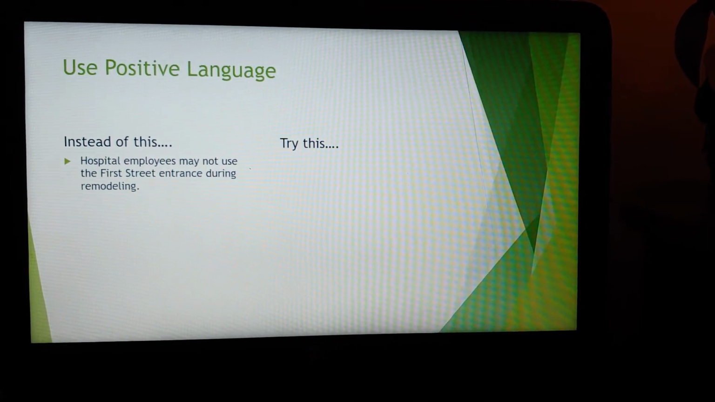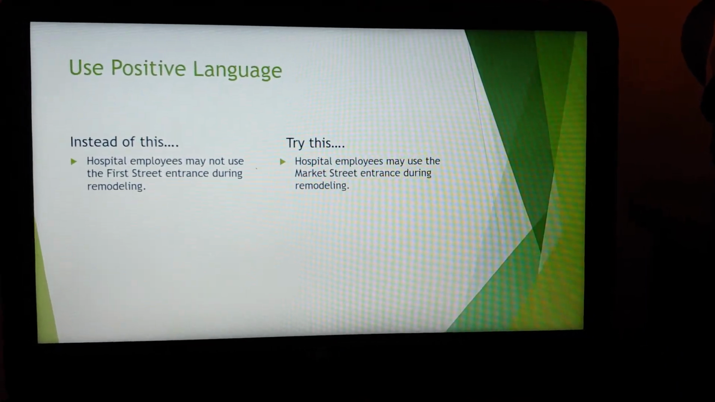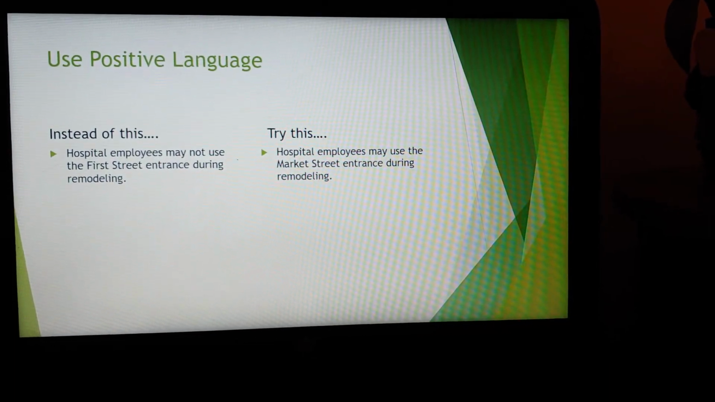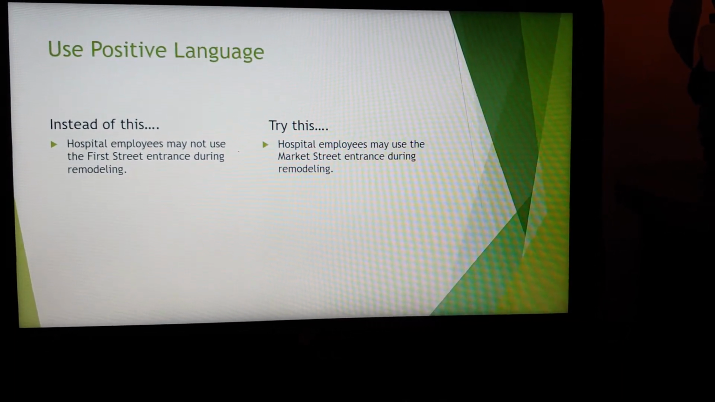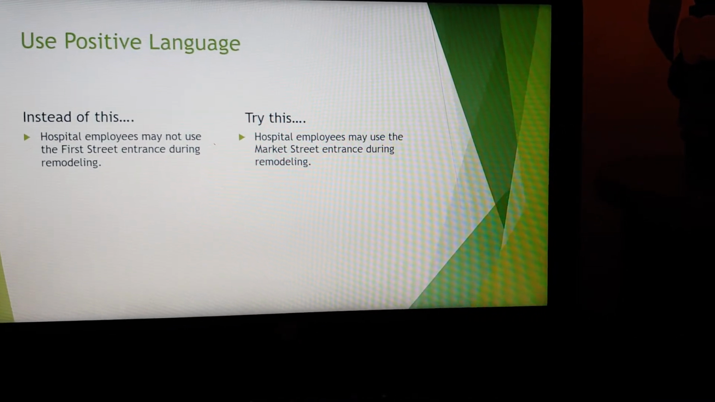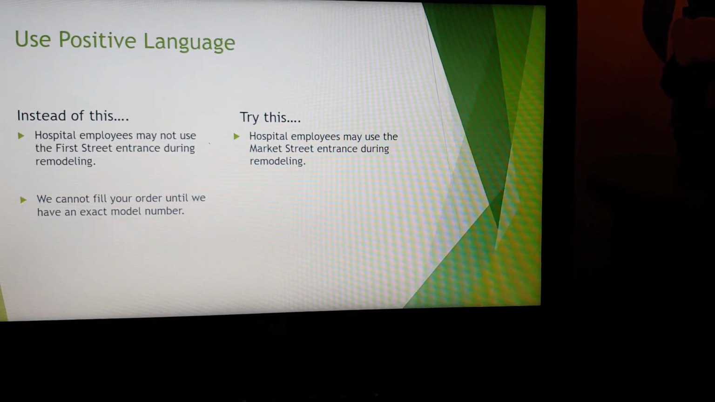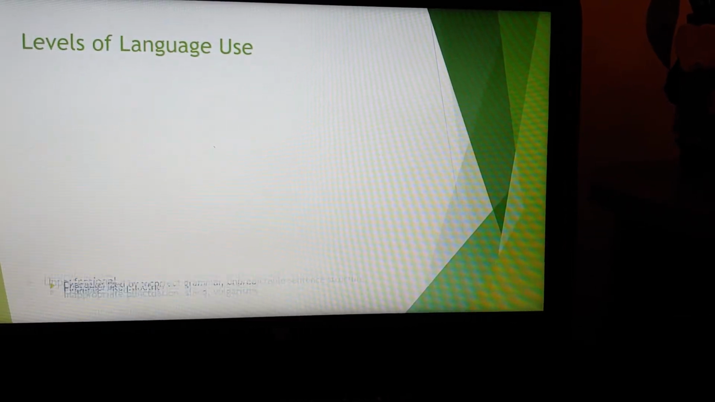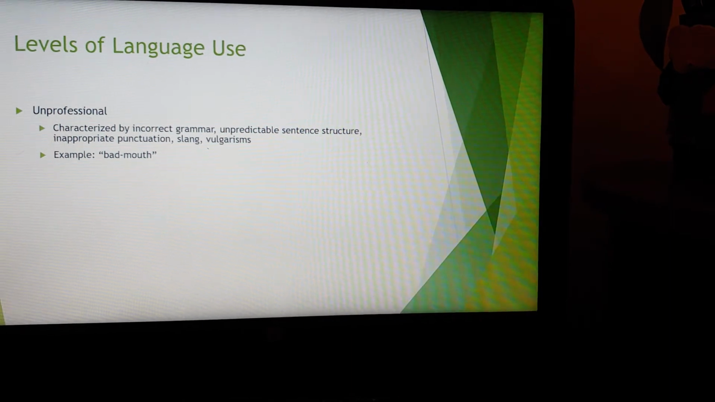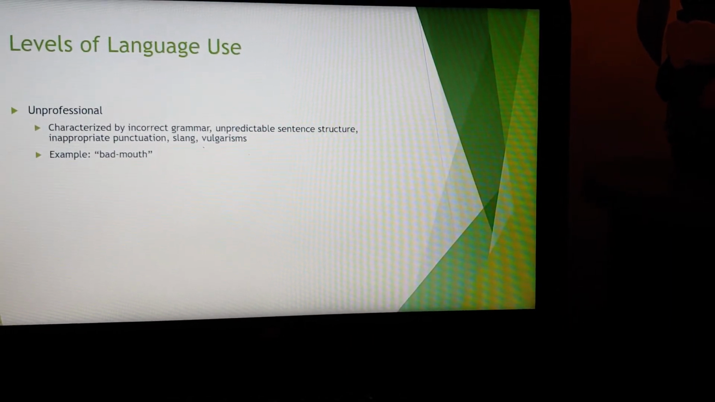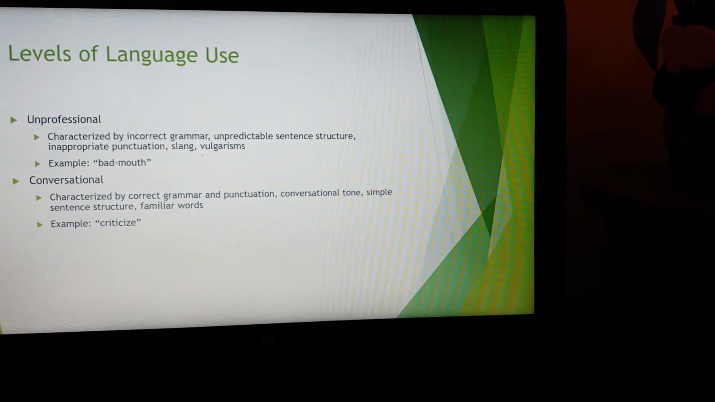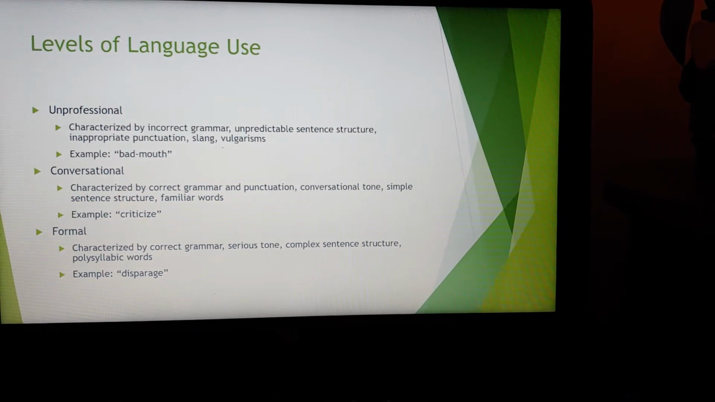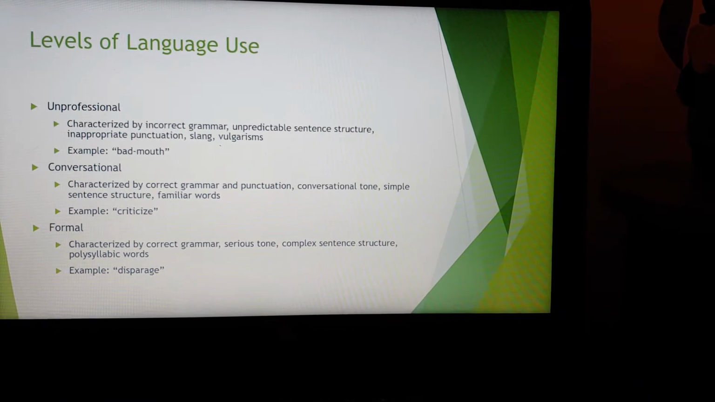Again, involving the you attitude also means striving for positive language or a positive attitude. So the you attitude plus a positive message. Tell the reader what they can do rather than what they cannot do. There are basically three different levels of language usage: unprofessional, conversational, and formal. We're always going to strive for conversational language.